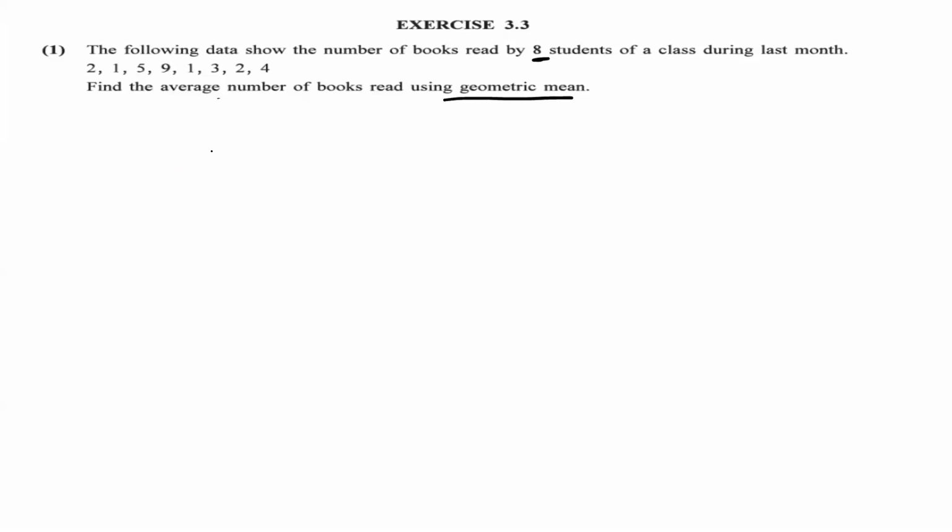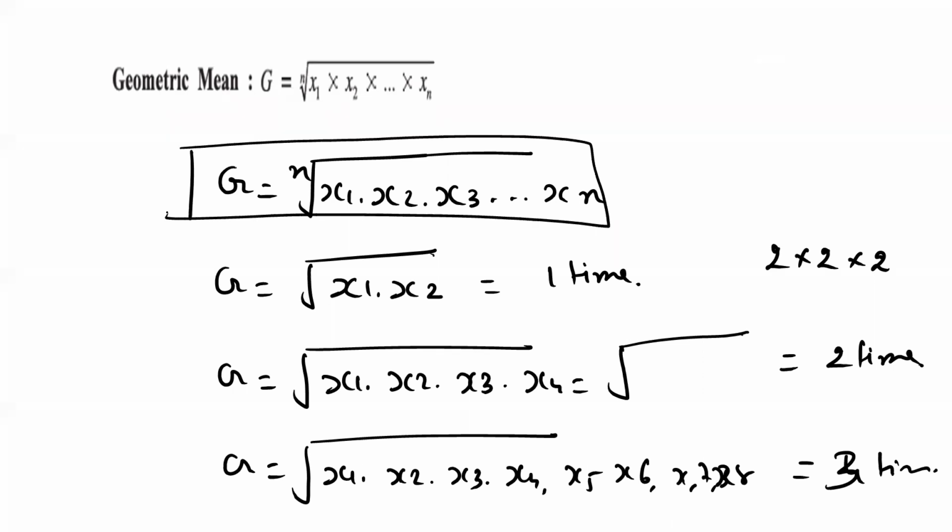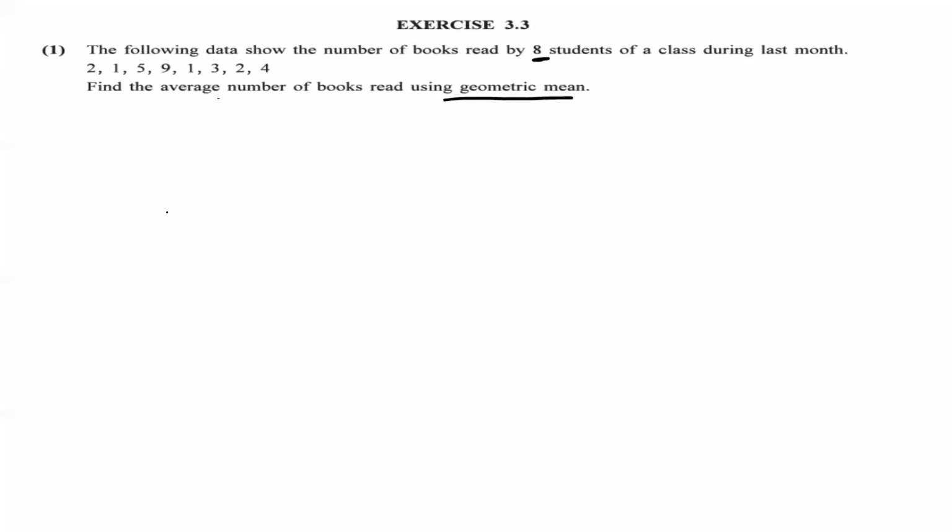Right. So start writing. I have written the formula, G's formula. G is equal to the nth root of x1 into x2 into x3 dot dot dot xn. You have to write this formula. Ready? So now I am going with the sum.